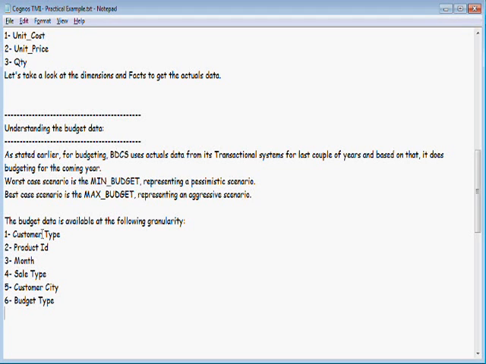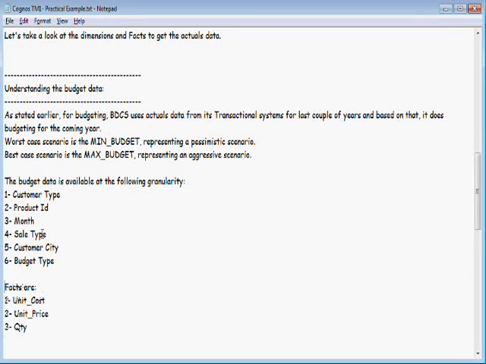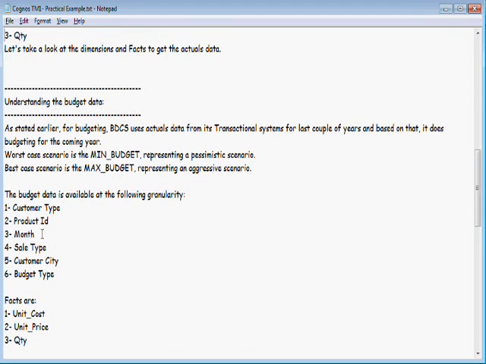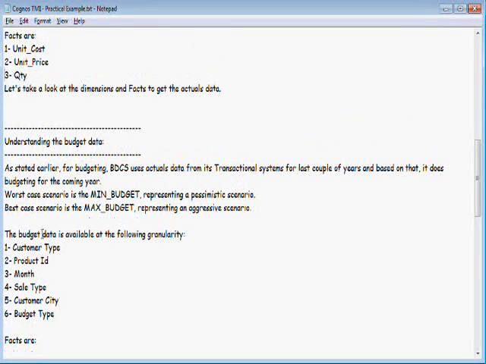The facts available are unit cost, unit price, and quantity. So we are good on facts, but let's understand that the budget data is a different grain from actuals, because we capture the actuals at the lowest level, which is customer ID, product ID, the sale type and the date. But for the budgeting, we cannot budget for a date. No company does that. So we do the budgeting mostly at month level, the customer type, what type of customers we do our sales for, and the customer city.